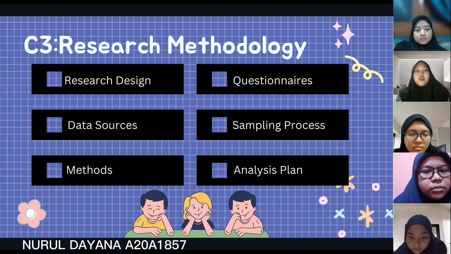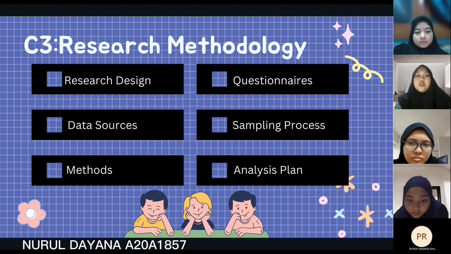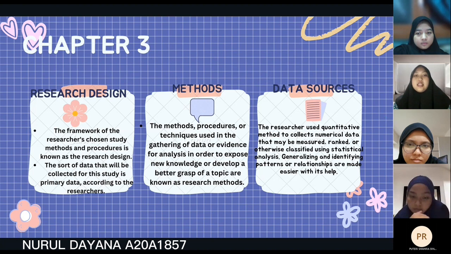Next, methods. The method, procedure, or technique used in the gathering of data or evidence for analysis in order to expose new knowledge or develop a better grasp of a topic is known as research method. Next, data sources. The researchers use a quantitative method to collect numeric data that may be measured, ranked, or otherwise classified using statistical analysis. Generalizing and identifying patterns or relationships are made easier with its help. For the remaining components, I will pass them on to the next member.